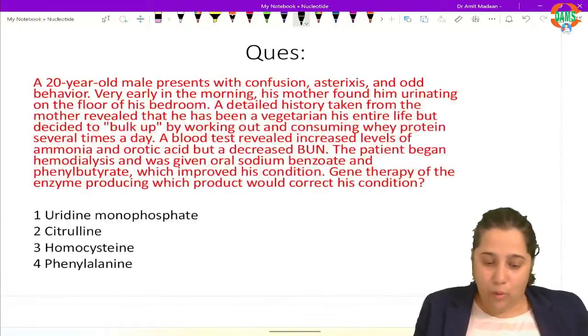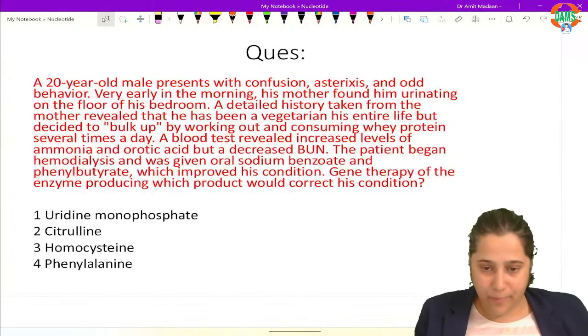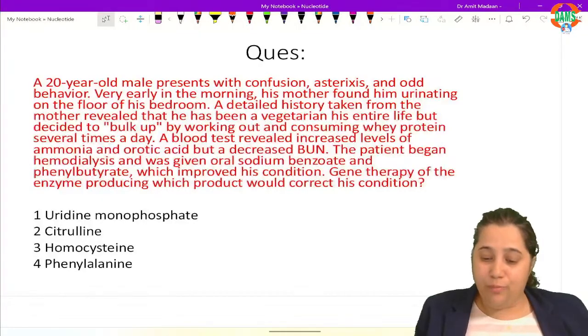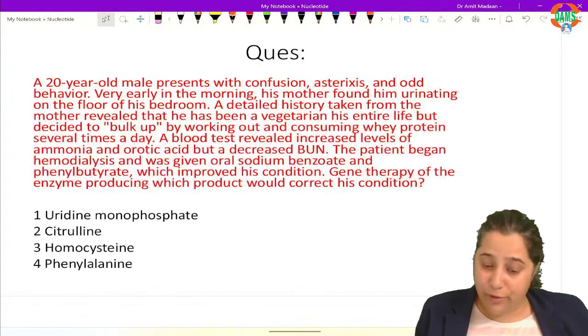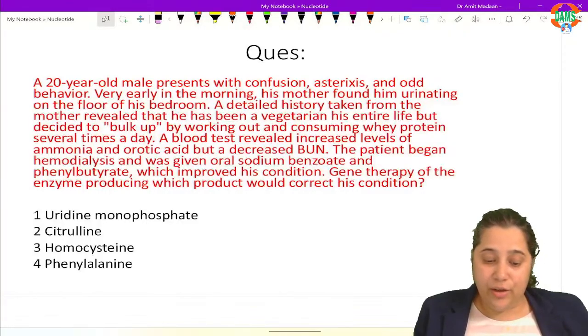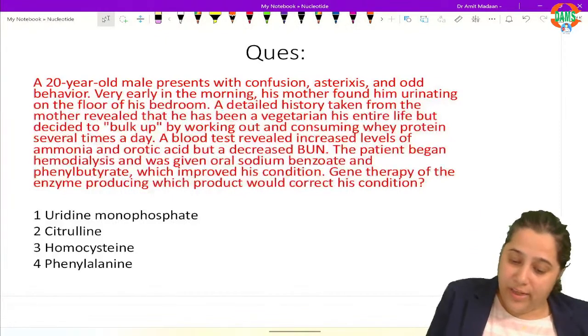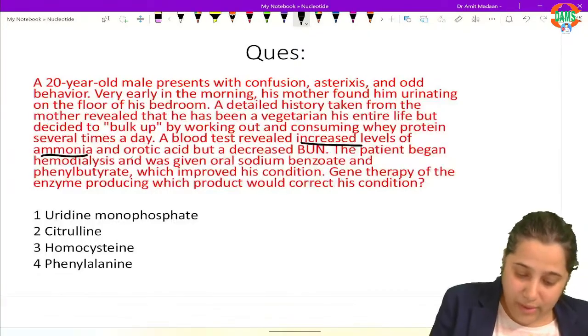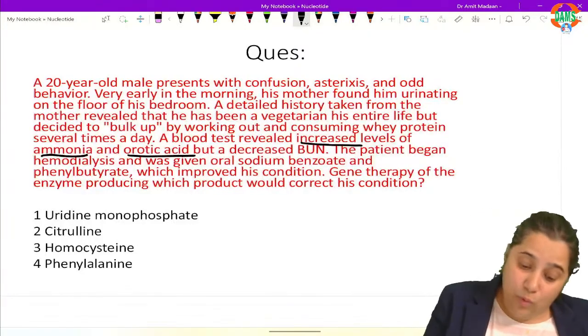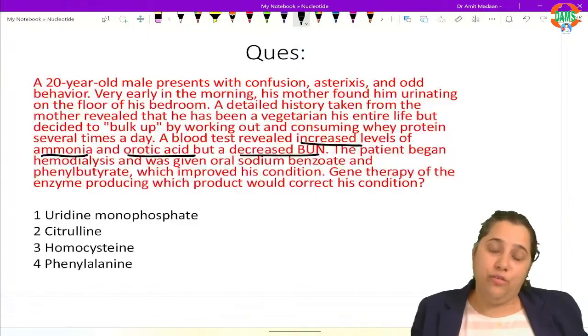A 20-year-old male presents with confusion, hysteria, and odd behavior. Early in the morning, his mother found him urinating on the floor of his bedroom. A detailed history taken from the mother revealed that he has been a vegetarian his entire life, but decided to bulk up by working out and consuming whey protein several times a day. Blood test was performed. Ammonia and orotic acid are increased. What is decreased? Blood urea nitrogen is decreased.